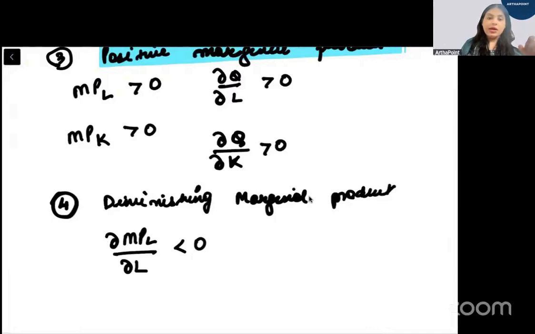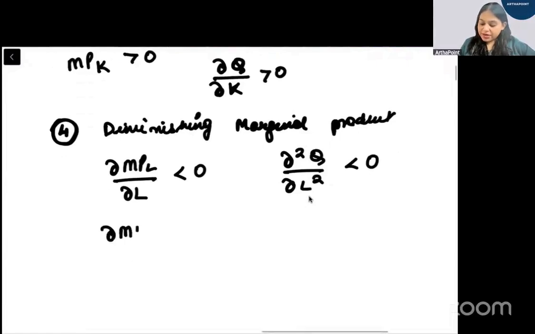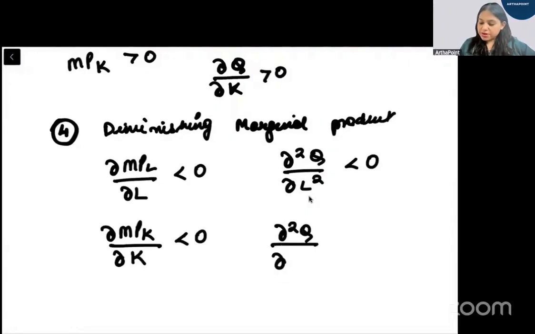तो marginal product positive तो है. But as we increase the labor, the additional output created should keep decreasing, right? Additional output should eventually decrease, right? So we can also write this as del square Q by del L square should be less than 0. माने जब हम double differentiate करें, we should be able to get that less than 0. Similarly, del MPK by del K should be less than 0, which means when I double differentiate Q with respect to K, it should be less than 0.